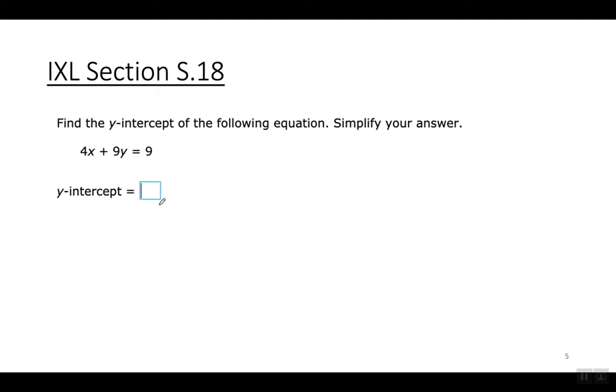All right, next example. So again, to find the y-intercept, make x equal to 0. Para encontrar el y-intercept, tengo que hacer x igual a 0. All right, so here we go. X equals 0, and I gotta solve for y. X es igual a 0 y tengo que resolver para y.